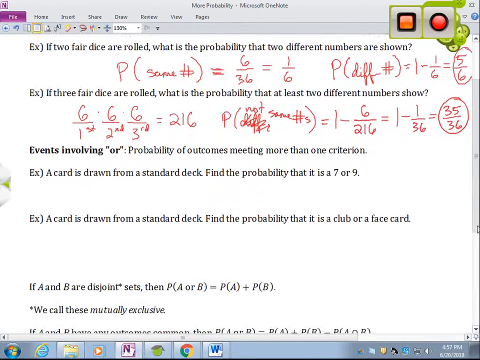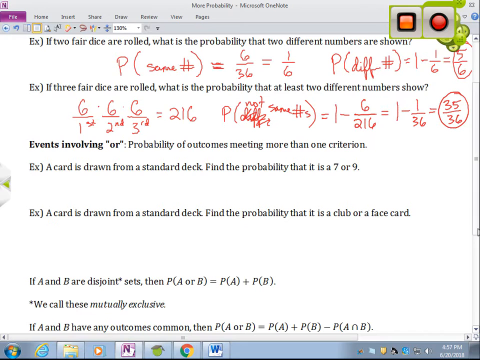Okay? All right. So those are events that have the word not in them. Now we're going to look at probability involving the word or. Okay? So here we're still looking at a single outcome happening, but we want to maybe meet more than one condition. So it could be this or something else.